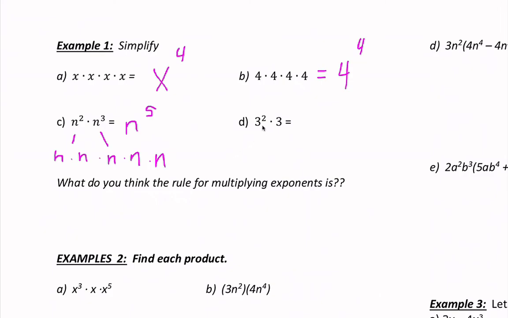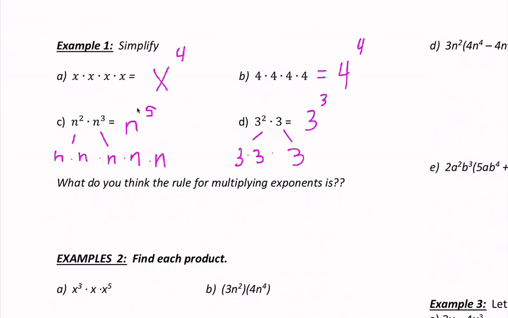3 squared means 3 times 3. And then I have a 3 by itself. That really means 3 times 3 times 3. So I'm multiplying 3 together 3 times. Okay, so we could do this with everything. We can always break things down to simplify it. Like here, I broke it down here, and then I simplified it here.